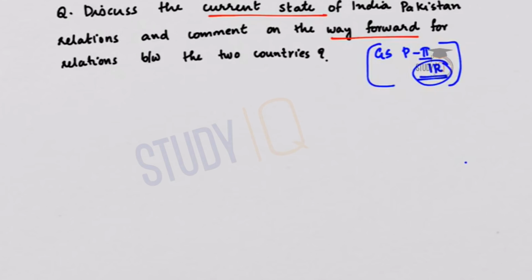So two keywords: discuss about the current state of India-Pakistan relation and also the way forward. So your focus or the focus of your answer should be on current state or the status quo of relations between India and Pakistan, and also what can be the way forward or how this relation should be improved in the future. So the demand of the question is to write down the status quo of relations.